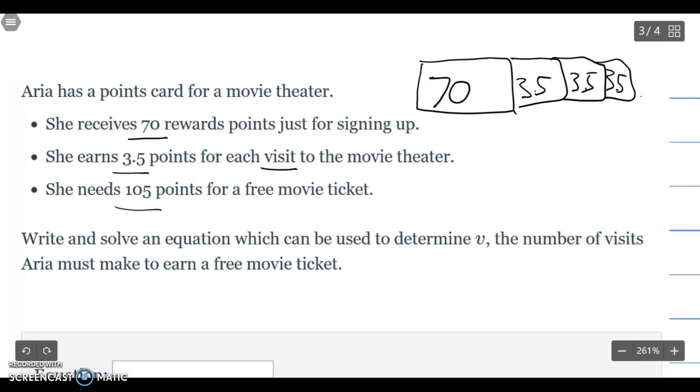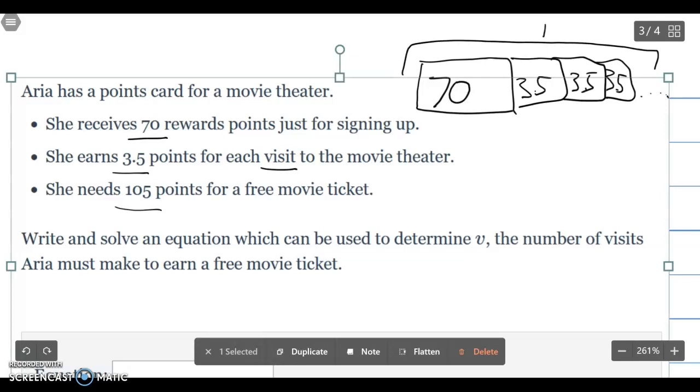And again, we don't know how many visits. They just keep going, right? And we do know that she needs 105 points for the free movie ticket. So we're going to take all of this, right? And it's got to equal 105. All right? That's the total. Okay. So again, we want to write the equation from this information here. And this is what we'll go do.